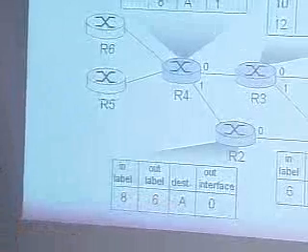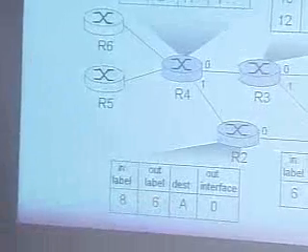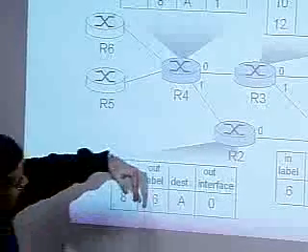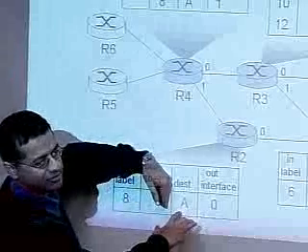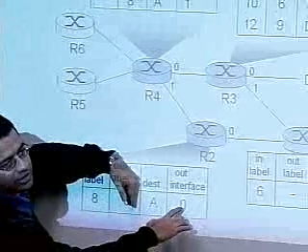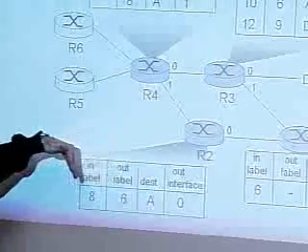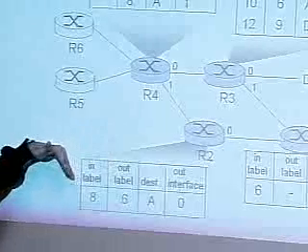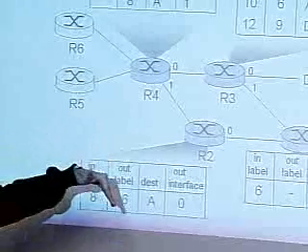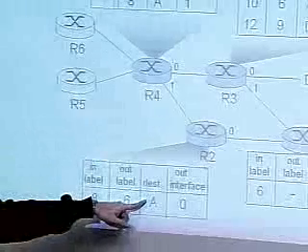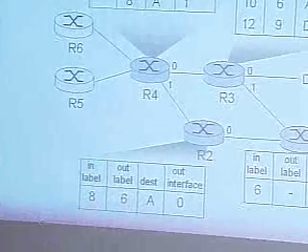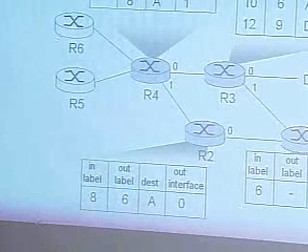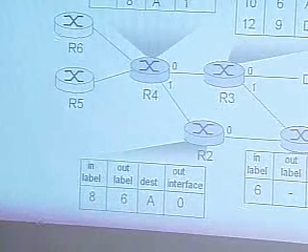So the routing table in IP only had the last two entries. You had a destination prefix and an outgoing interface. In the MPLS forwarding table, you have in label and out label besides destination. So the labels refer to the virtual circuits that have been set up in this MPLS network.